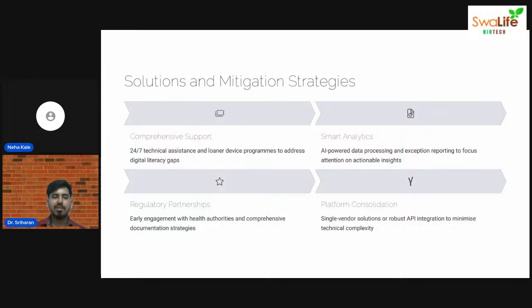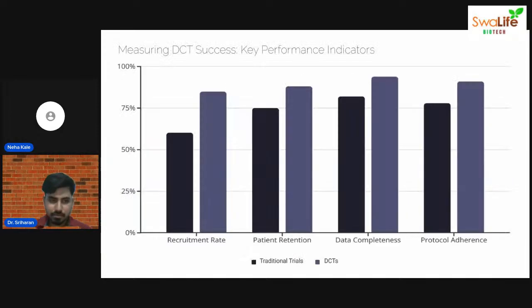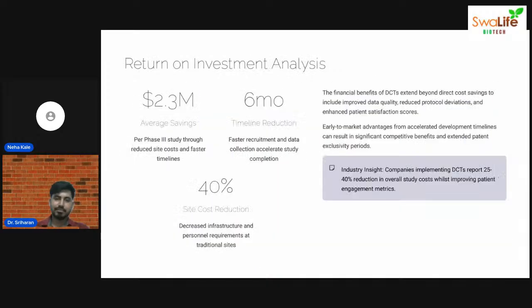Platform consolidation is nothing but a single vendor solution. Using multiple vendors will also give problems for the study. So choosing a single vendor will serve the study in a very effective manner. This is measuring DCT success. After adopting it, the patient recruitment rate is high, the retention rate is also high, the data completeness rate is also high, and the adherence rate is also high. So this is the difference between the traditional trial and DCT. This will show the success of DCT.